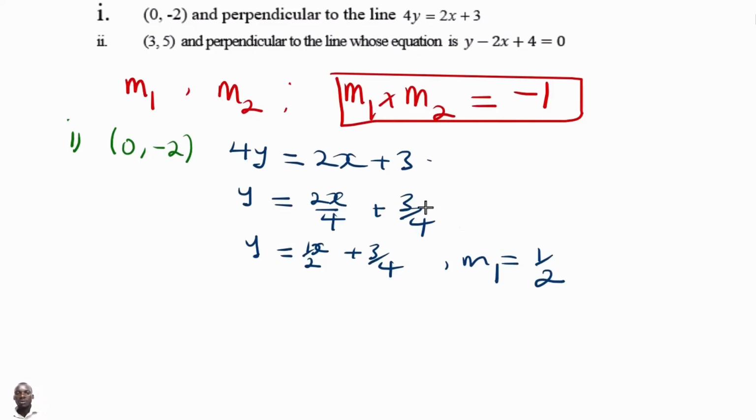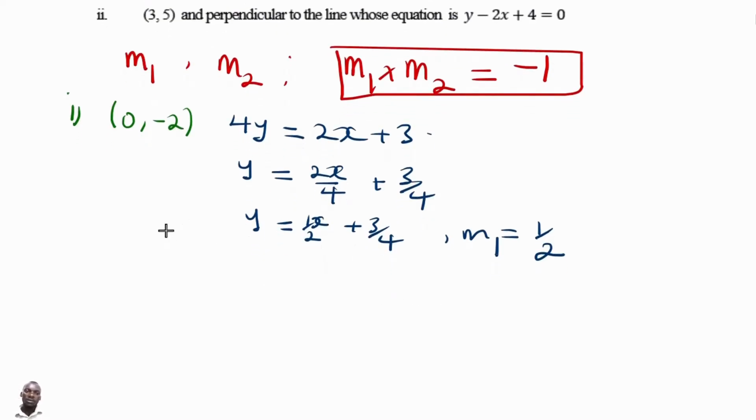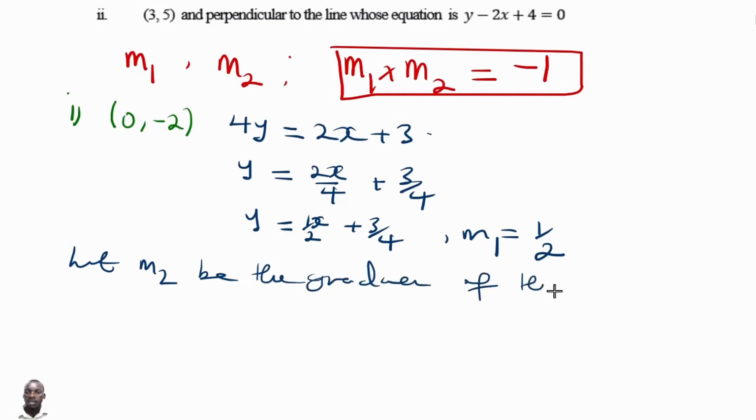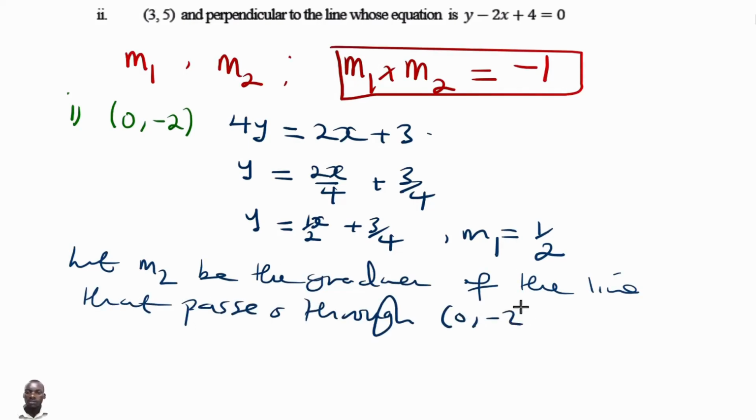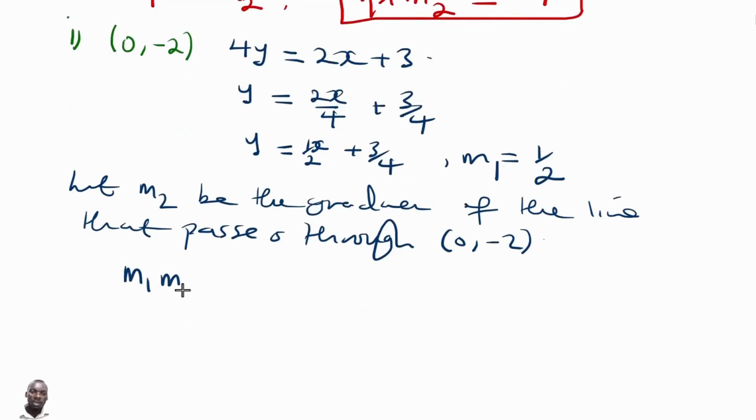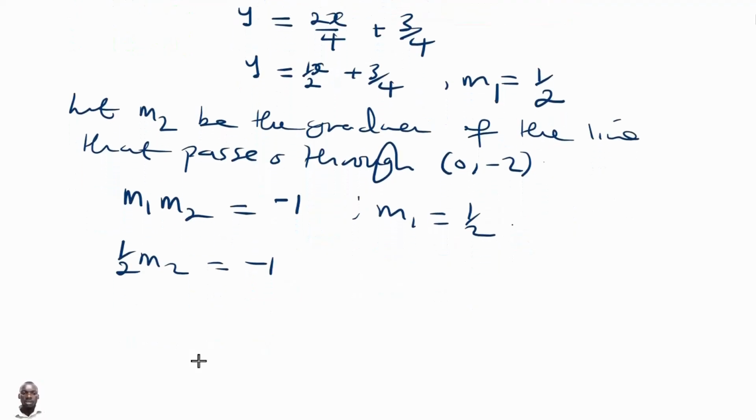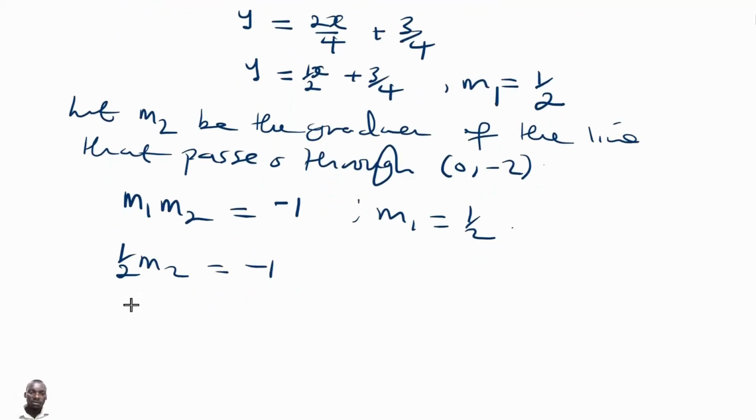Then since they are perpendicular, we need to look for m2, which is now the gradient of the line passing through this given point. So let m2 be the gradient of the line that passes through (0, -2). Since they are perpendicular, m1 multiplied by m2 should give us -1. But our m1 is equal to a half, so as we substitute, we have a half m2 being equal to -1. To make m2 the subject, we multiply by 2 both sides. So m2 equals -1 multiplied by 2. So our m2 is -2. So this is now the gradient.